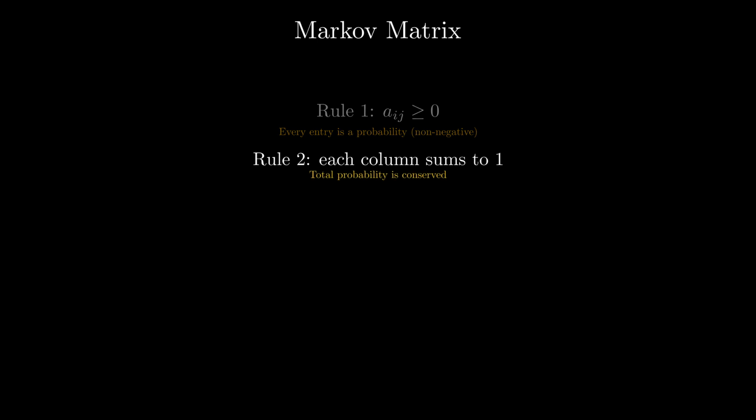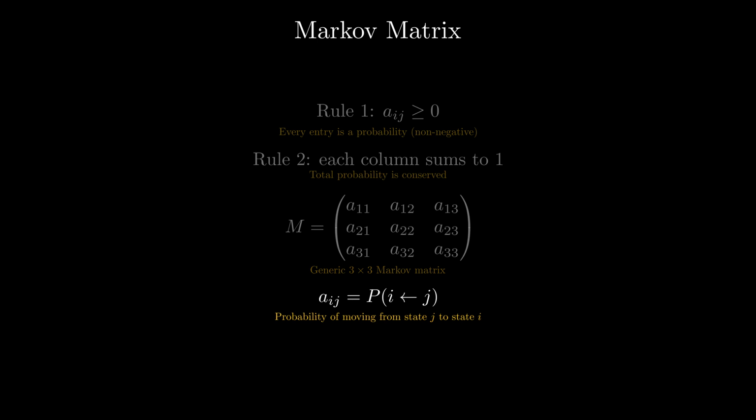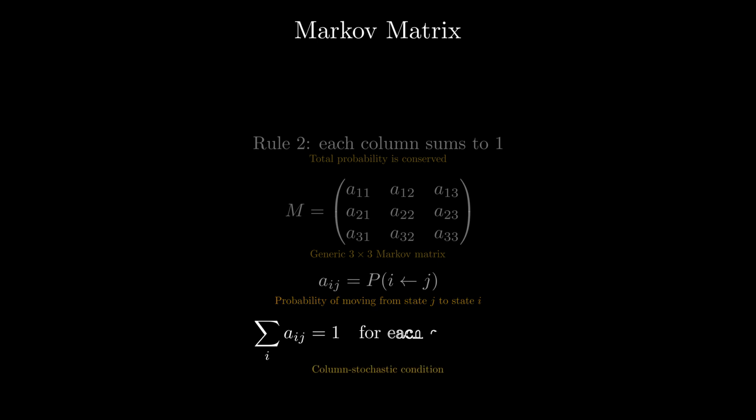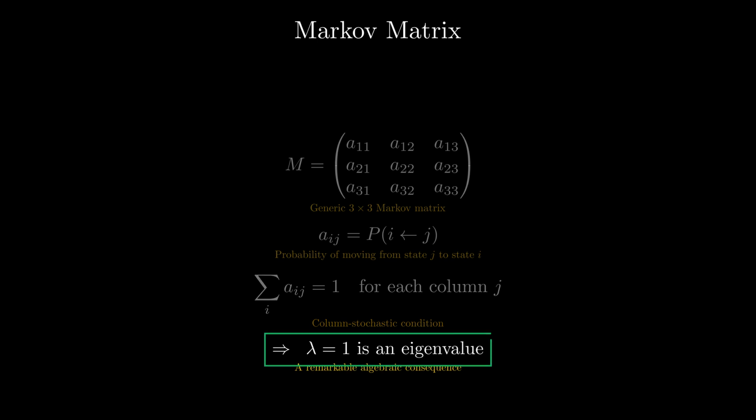A Markov matrix follows two simple rules. Rule 1: every entry is non-negative. Rule 2: every column sums to 1. That's it. These matrices show up everywhere probability flows through a system. Each entry represents a transition probability, the chance of moving from one state to another. Because total probability has to be conserved, the column leaving any state must sum to 1. Two innocent-looking rules, and yet they force a remarkable algebraic consequence.